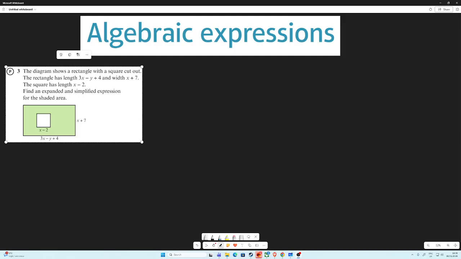Question 3. The diagram shows a rectangle with a square cut out. The rectangle has length 3x take away y plus 4 and the width x plus 7. The square has a length of x minus 2. Find the expanded and simplified expression for the shaded area. So let's find the area of a rectangle first. Area of a rectangle is just length times width, which is 3x minus y plus 4 times x plus 7.